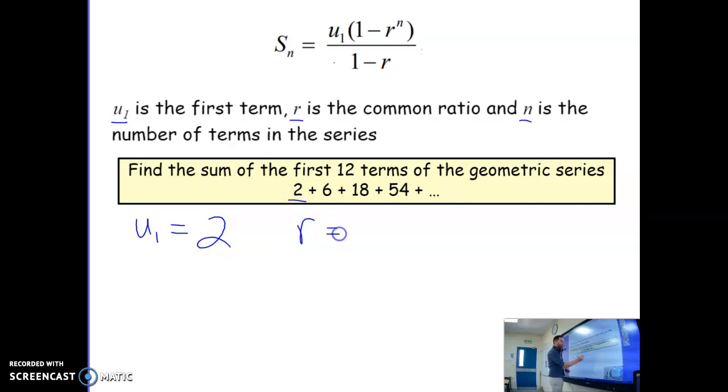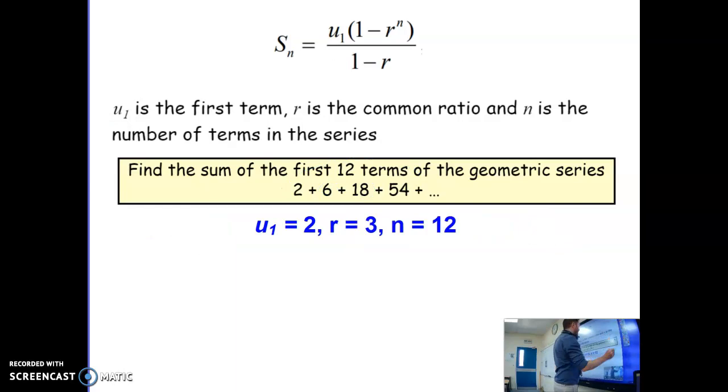r, the common ratio. Well, let's take any two terms and divide them. 6 divided by 2, which is 3. So our common ratio is 3. Let's just check it for the second one. 18 divided by 6, also 3. Okay. And then lastly, n, the number of terms. Well, it says the sum of the first 12 terms. So n is 12. Right. Now, all I need to do is take that information and pop it into my formula. So, let's put u1 here. There it is, 2.